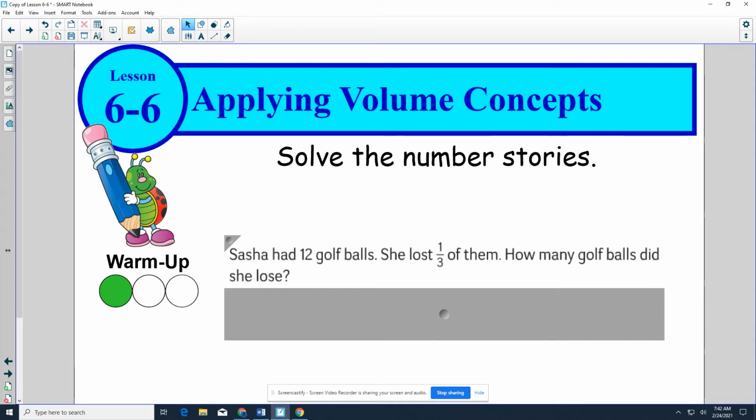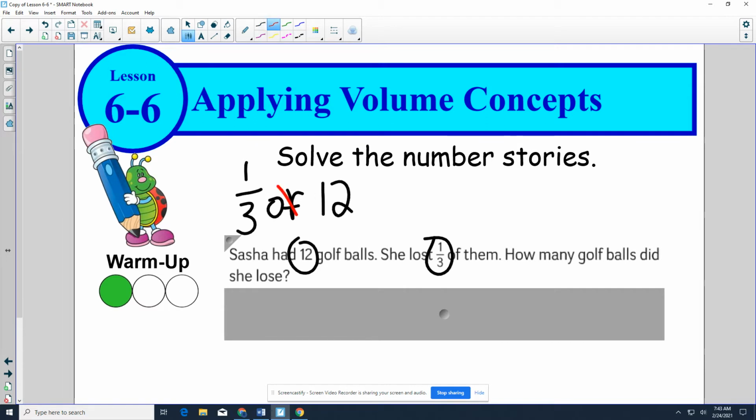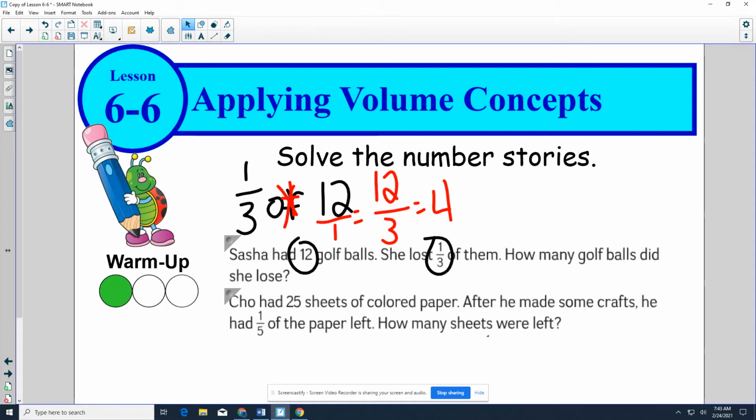First one says Sasha has 12 golf balls. She lost 1/3 of them. How many golf balls did she lose? So if you remember, we could write this as 1/3 of 12. So a fraction of a whole number. And I could simply change this to multiplication and put my whole number over 1. And I multiply across and I get 12/3, which is the same thing as 12 divided by 3, which equals 4. So how many golf balls did she lose? She lost 4. And that makes sense because she had 12 and she lost 1/3 of them.